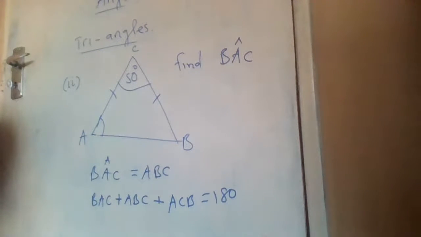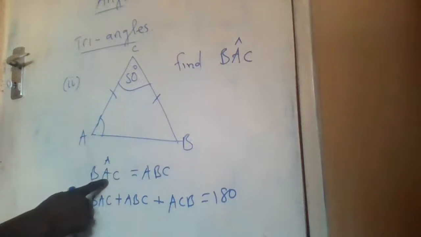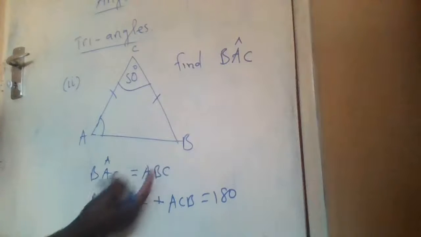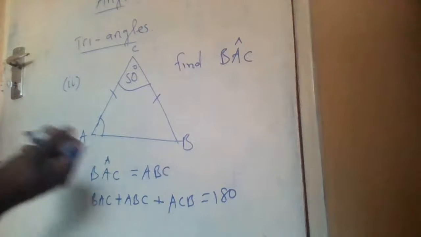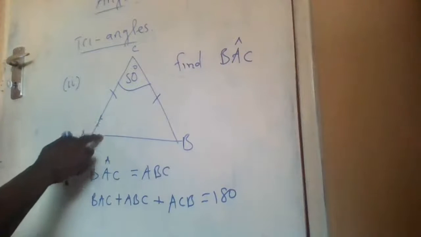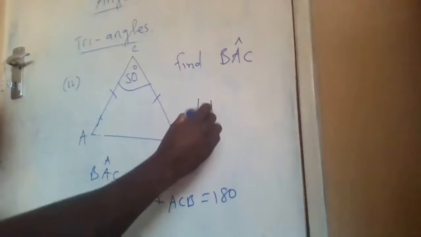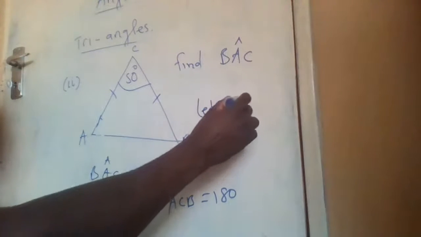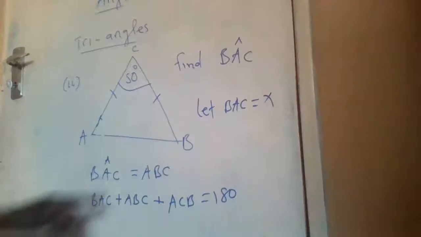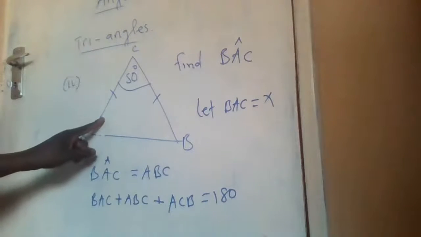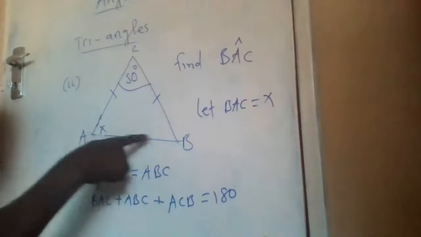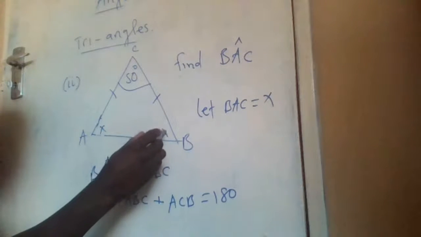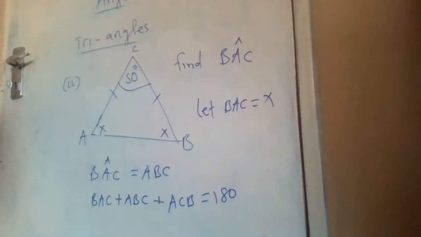You see, mysteries have started unfolding. Now, we know that BAC and ABC, this angle here and this angle, are the same. So let us take an assumption: let angle BAC be equal to x. We put x here, and because the angle here and the angle here are equal, we also put x, because they are the same.